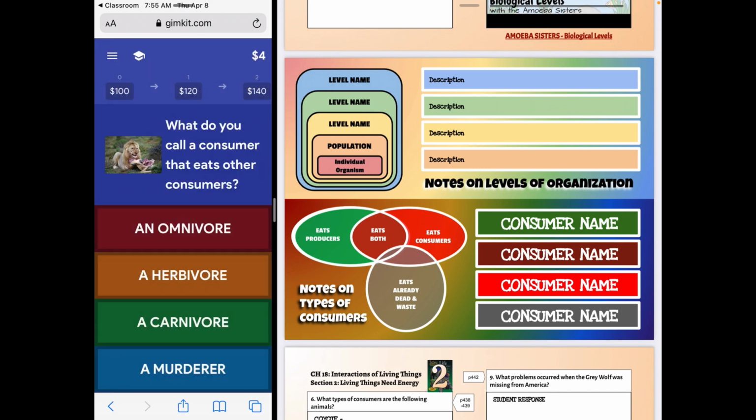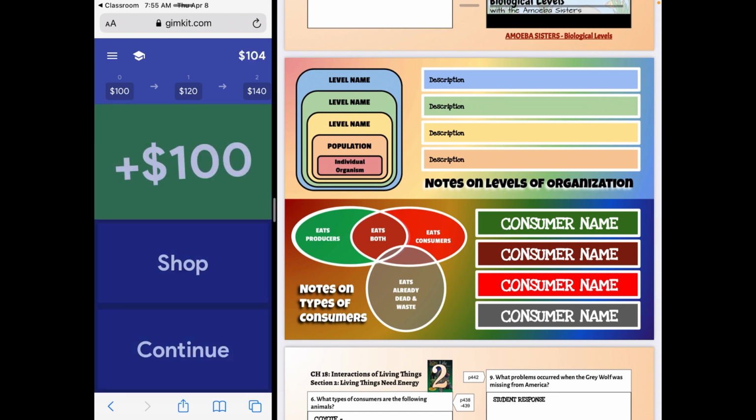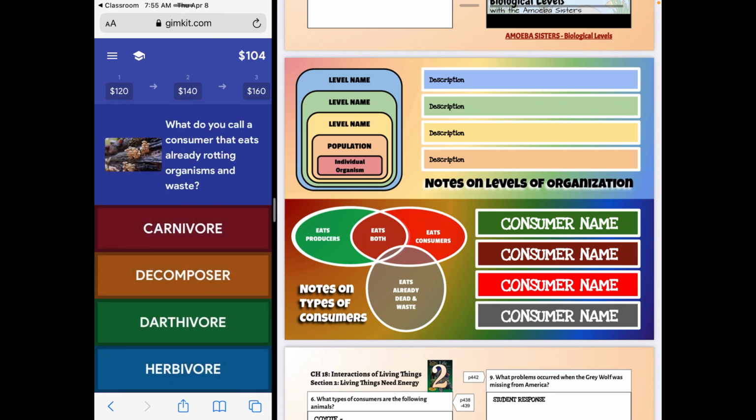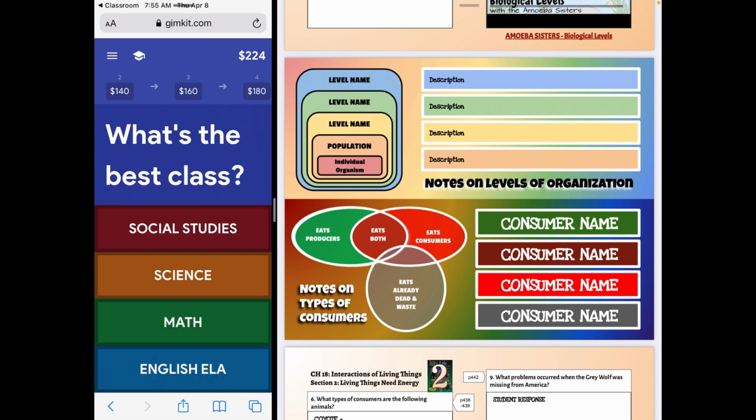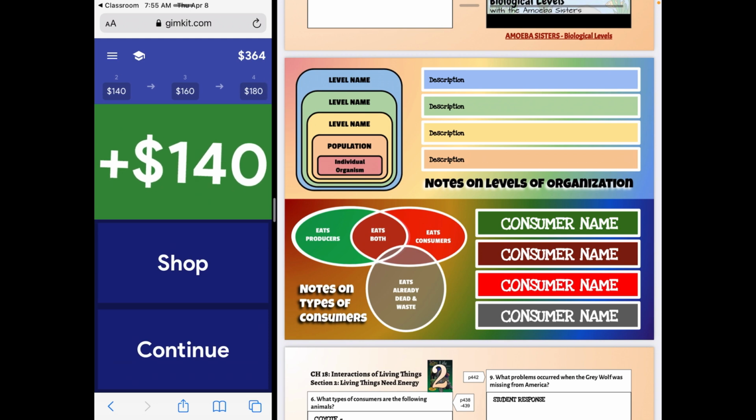And so now every time I get something, what do you call a consumer that eats other carnivore or other consumers? That's a carnivore. That's 100. What do you call a consumer that eats rotting organisms and waste? A decomposer. So I'm getting a $20 streak bonus perk. What's the best class? Trick question. It doesn't matter which one you pick, but you know it's science.